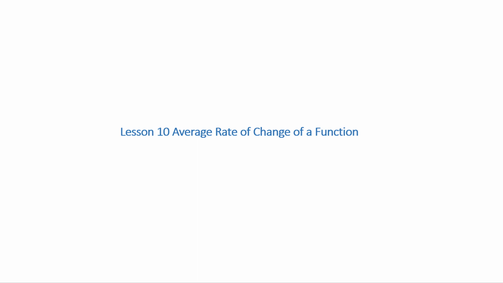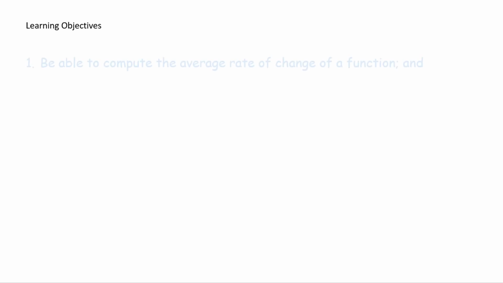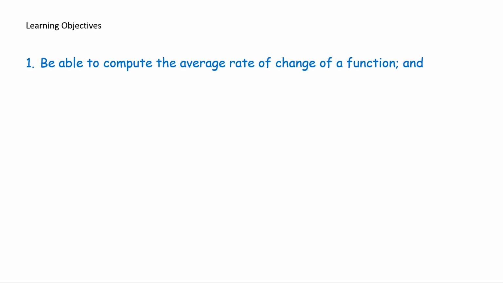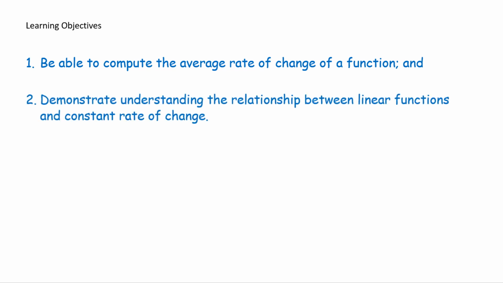This lesson is titled Average Rate of Change of a Function. Functions are often used to model changing quantities. In this lesson, we learn how to find the rate at which the values of a function change as the input variable changes. Upon successful completion of this lesson, you will 1. Be able to compute the average rate of change of a function, and 2. Demonstrate that you understand the relationship between linear functions and the constant rate of change.